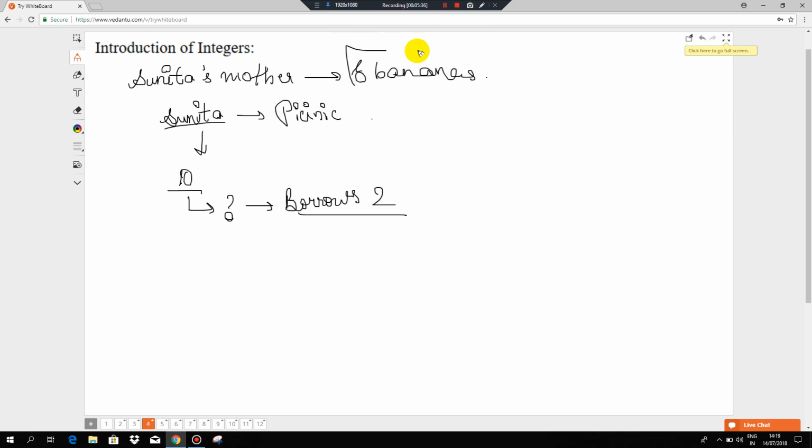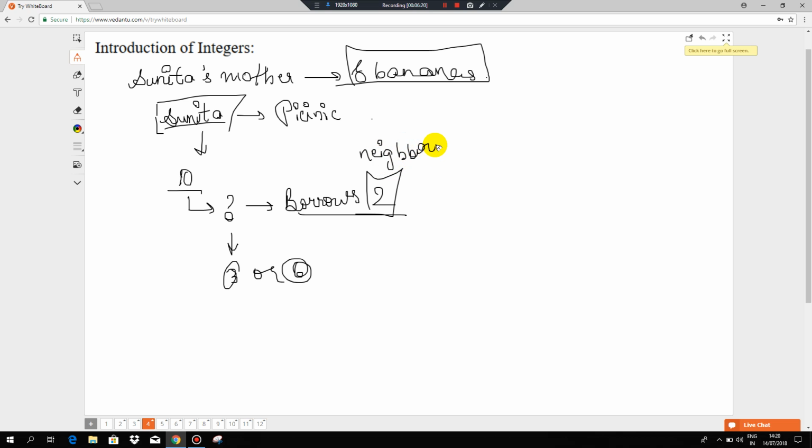See, mother has 8 bananas. And Sunita decided to carry 10 bananas in total, but she does not have enough. She may have 3 or 6, anything, but she does not have exactly 10. So she borrows two from her neighbor, and 8 bananas from her mother. So she got 10 in total.